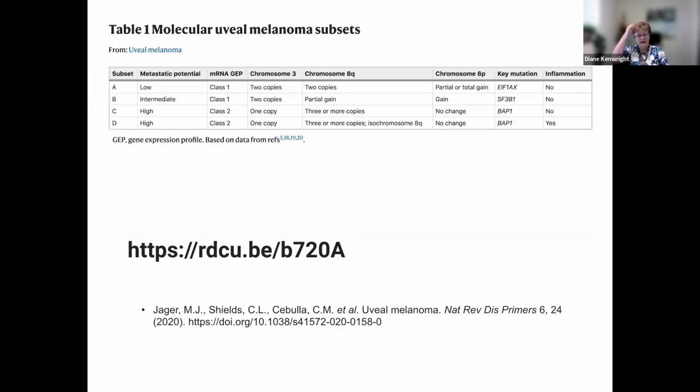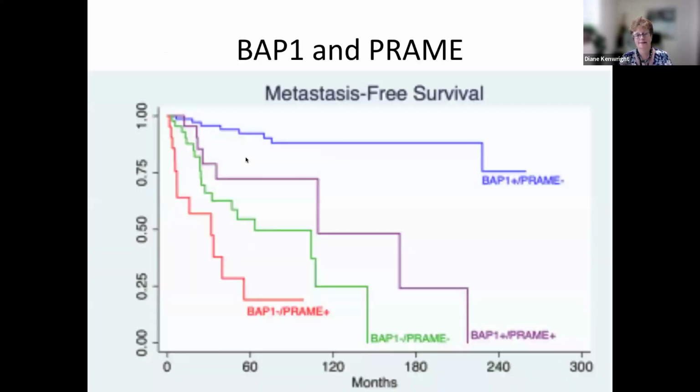All right, so in some very influential papers, what we are doing now is moving from the chromosomal division into 2 classes to the BAP1 PRAME division into 4 classes of prognosis for melanomas. So we've got the BAP1 retained, PRAME negative tumors, which do very well.